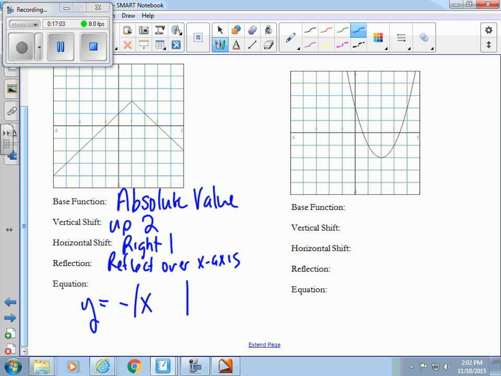Almost. By subtracting one. Everything on the inside works opposite. It's like topsy-turvy world on the inside of the function. Everything on the inside works backwards, is what you would think of it. And then how do I get it to move up two?